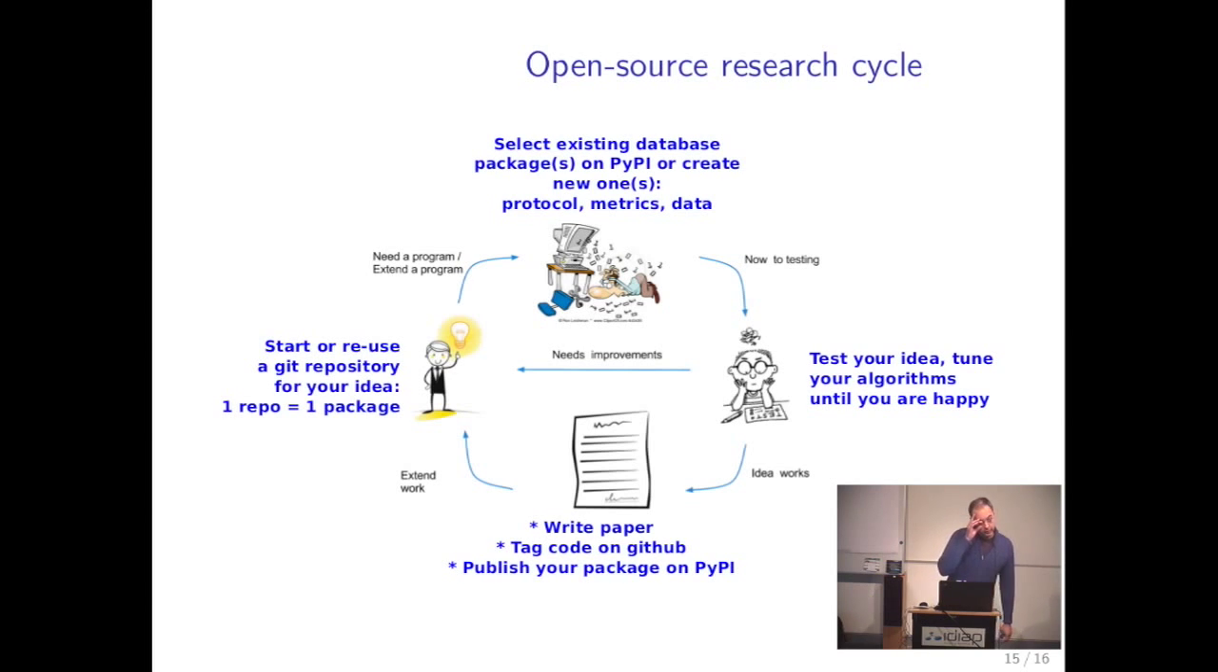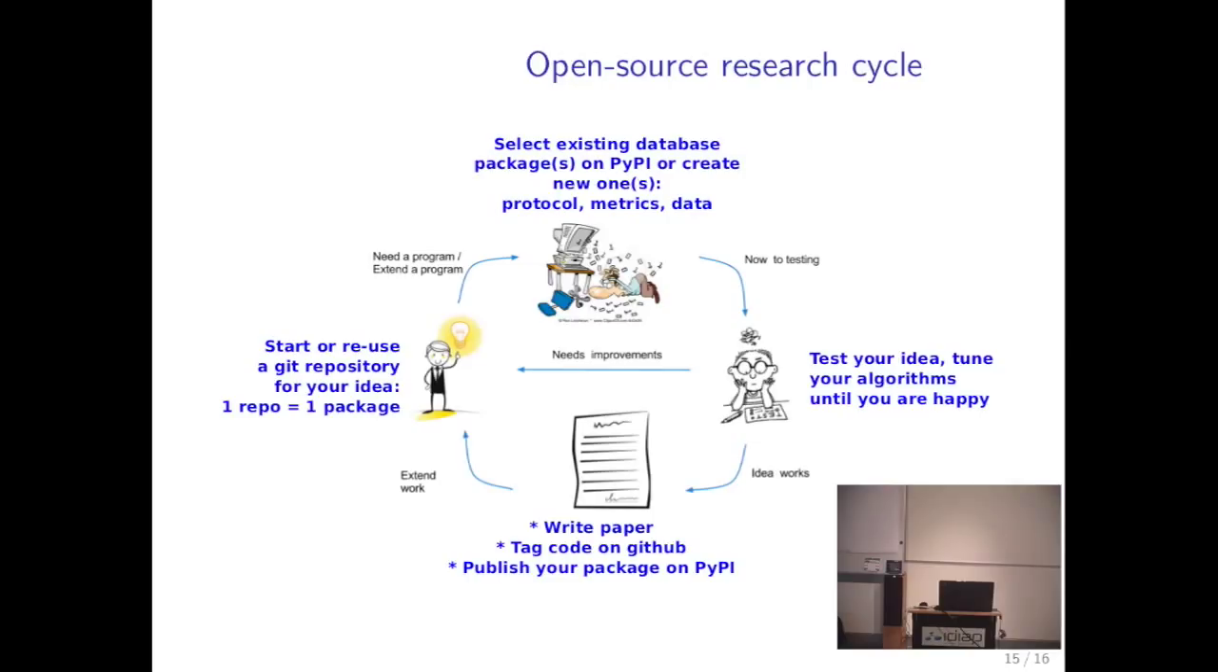So now let's review our original cycle and see if we have fulfilled or not everything that we thought of. You have an idea, so what should you do? You start or reuse a Git repository for that idea. Keep your source code always in a version control system. The idea is that one repo equals one package, one idea. Okay? Then you start working on it.